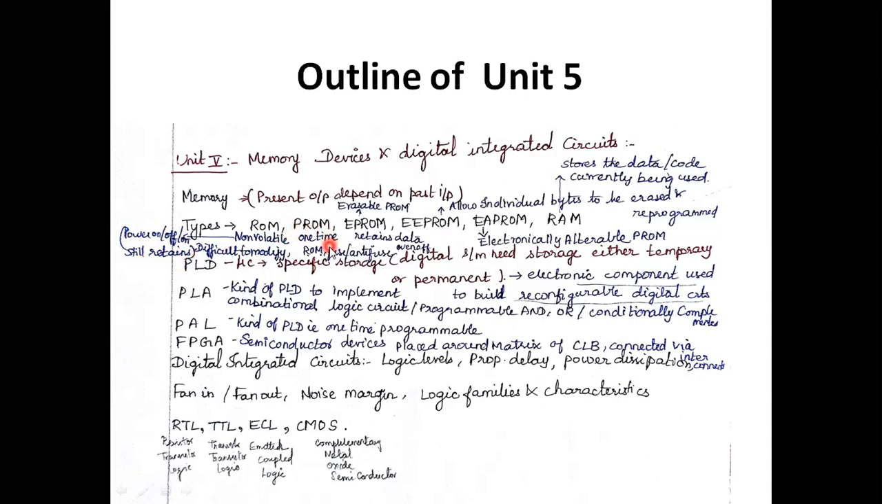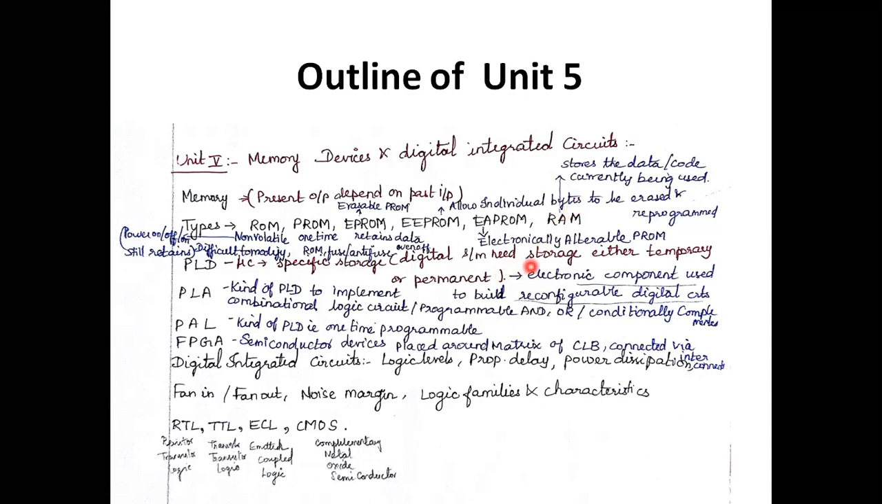Programmable read-only memory is one-time programmable. You can use fuse and anti-fuse here. Erasable programmable read-only memory retains the data even when it is off. Electrically erasable means it allows individual bytes to be erased and reprogrammed. Random access memory stores the data or the code currently being used. That is the function of random access memory.